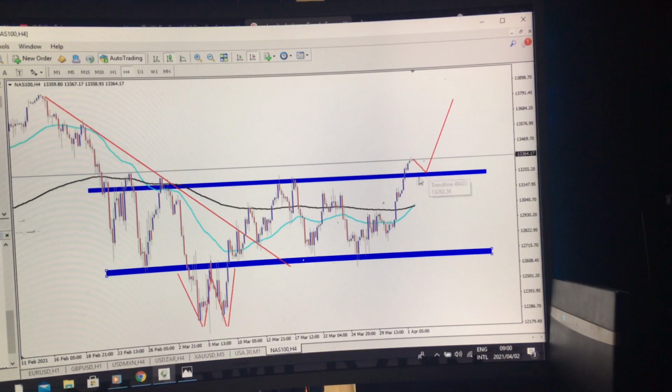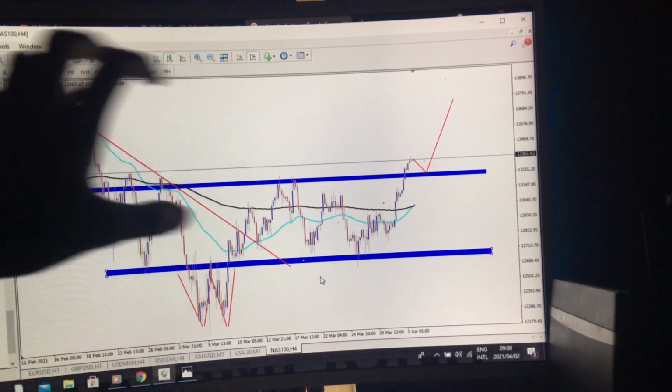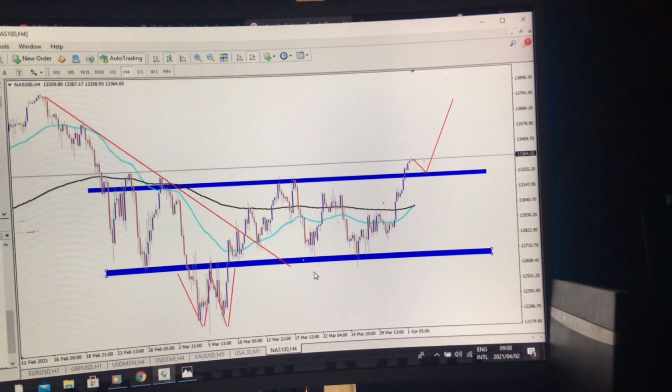Yeah, so that's how you do it, guys. That's how you analyze NASDAQ. I just wanted to analyze NASDAQ for you guys in less than 5 minutes, so that you guys can get to understand.